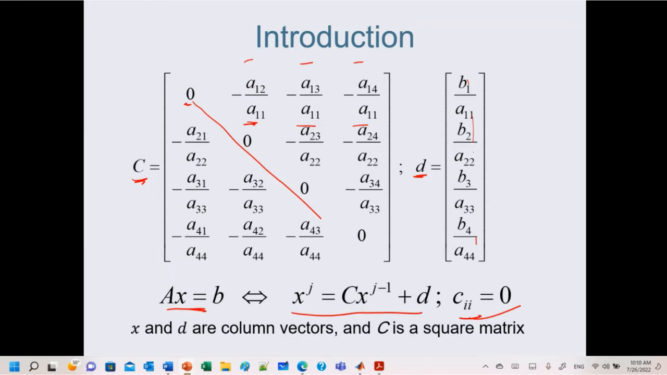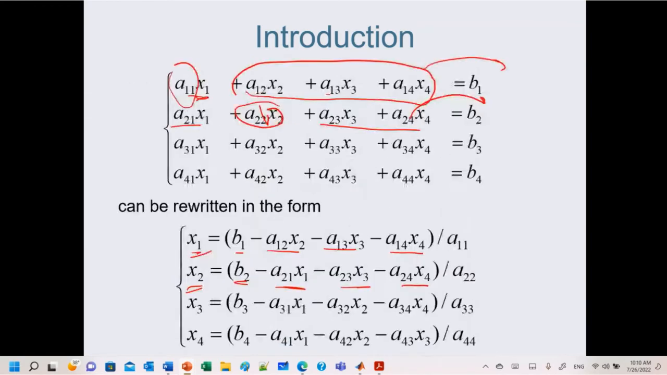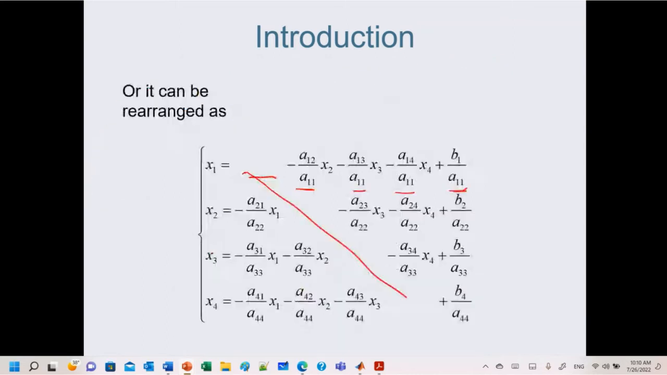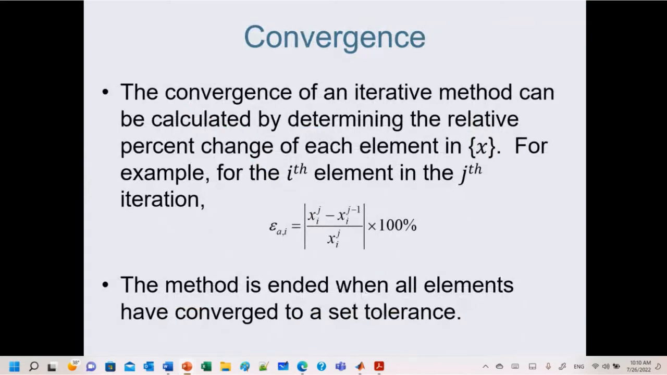Of course, we don't have any complicated things to do, just that you are going to rewrite your equations in this form, and then you go ahead with solving.